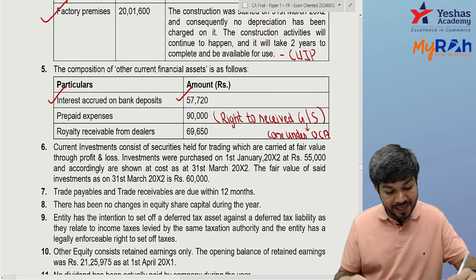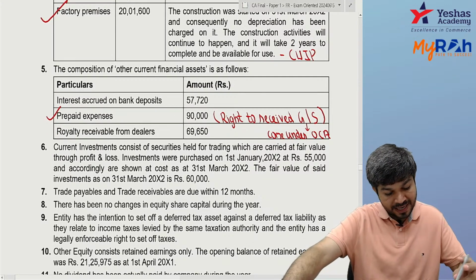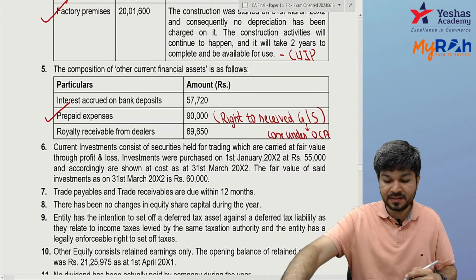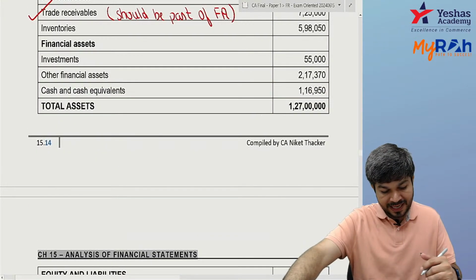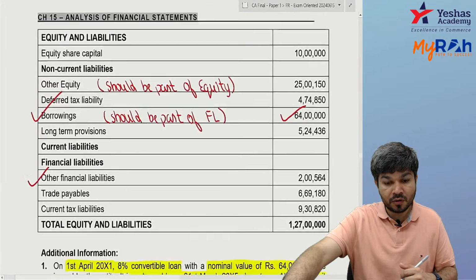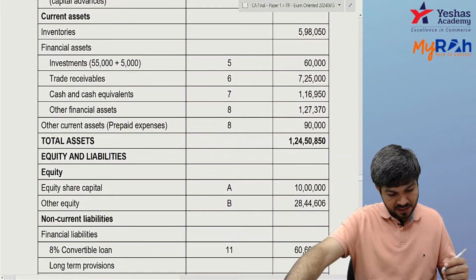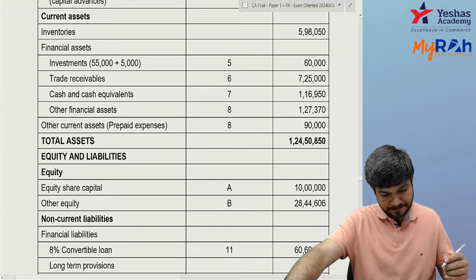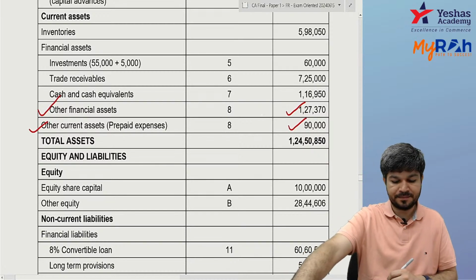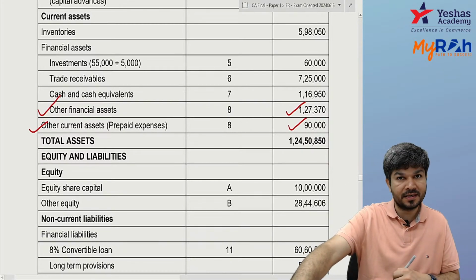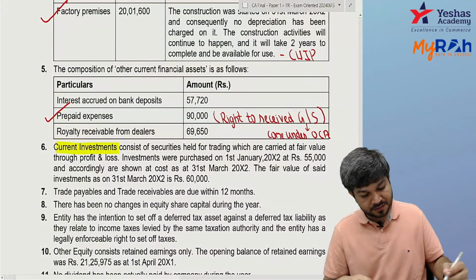So I need to remove 90,000 from other financial asset. It should come under other current asset. Check the question. Other financial asset will have 217,370. Out of 217,370, remove 90. ये रहा, उसमें से 90 removed, 90 comes under other current asset. Done.